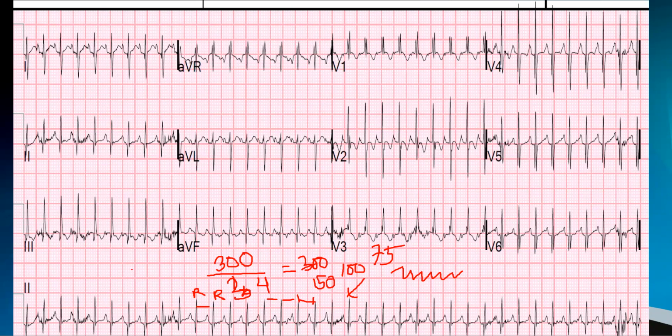There are also other ways to do that, but I don't want you to get confused in this little thing. Don't worry about that. Sometimes if you just use 1500 divided by number of small squares, that also will give you the exact heart rate. But don't bother with that. Just give an approximate one, that should be fine.